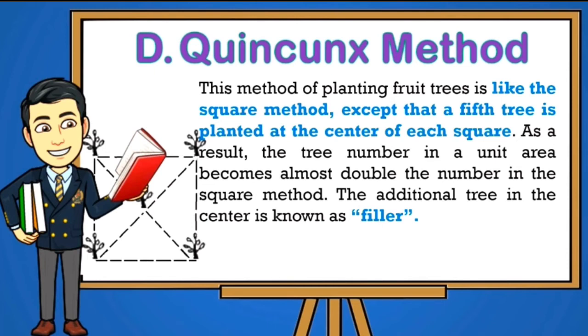D. Quincunx method. This method of planting fruit trees is like the square method, except that a fifth tree is planted at the center of each square. As a result, the tree number in a unit area becomes almost double the number in the square method. The additional tree in the center is known as filler.